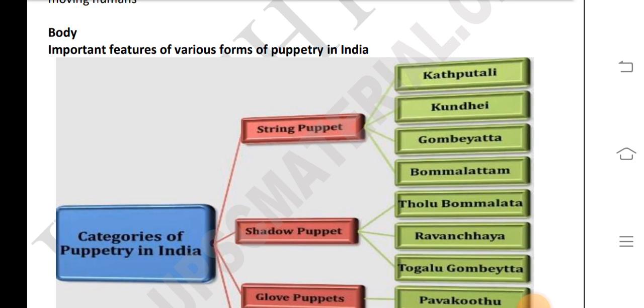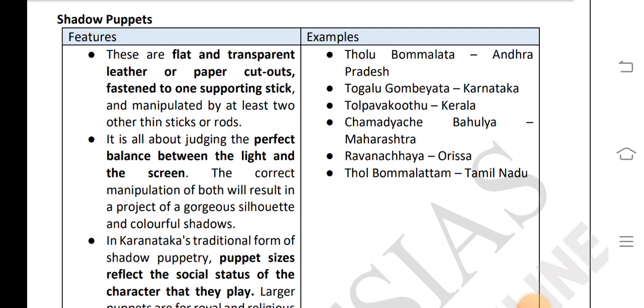Important features of the various forms of puppetry in India. Categories of puppetry in India: string puppets, shadow puppets, glove puppets and rod puppets. Kundhei, Gombeyatta, Bommalattam, Tholu Bommalata, Ravana Chhaya, Togalu Gombeyatta, Tolpava Koothu, Yampuri, Putul Nach, Odisha rod puppets.